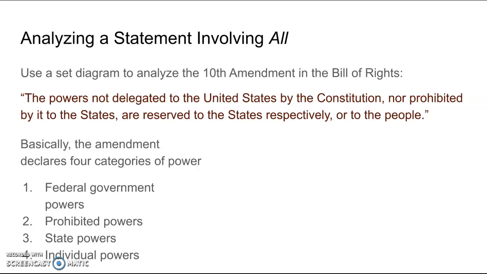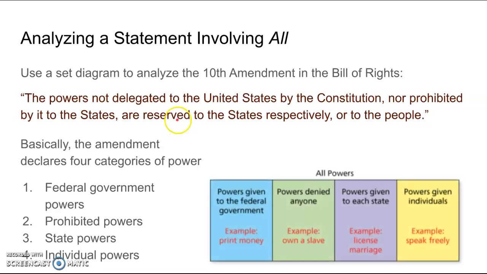So that's just a listing on the left, and on the right, here it is more of a set diagram. In this one, you have all the powers, and you have those four examples with some examples in there. Like only the federal government, the country itself, can print money. You don't have money printed by the state of California or the city of Long Beach. Only the whole government can do that.